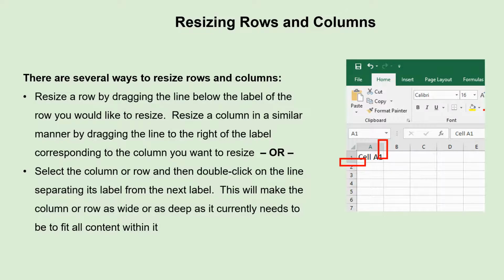For instance, if you click here where there is text that says cell A1, and you are typing a lot and it does not fit into the current cell, so it just goes longer than the cell currently is, you can double click on the line in between the A and the B, and it will automatically make it as long as the text that you have typed.